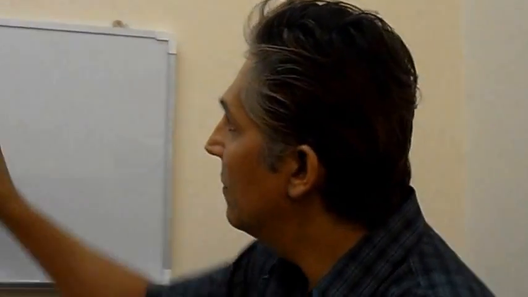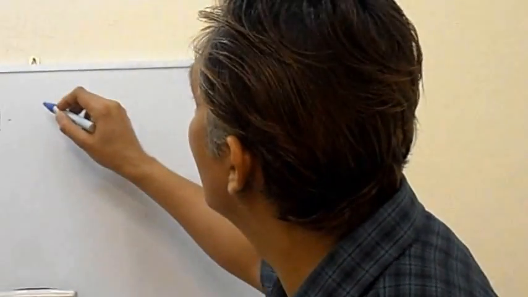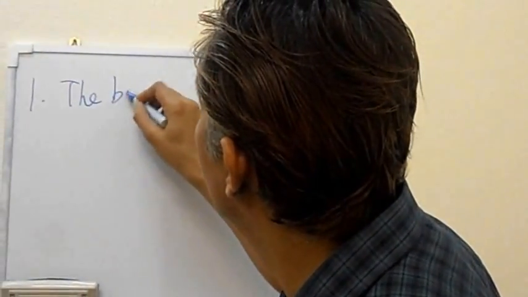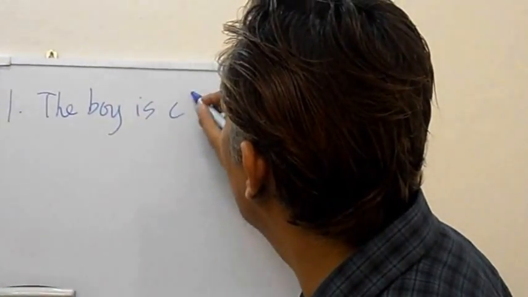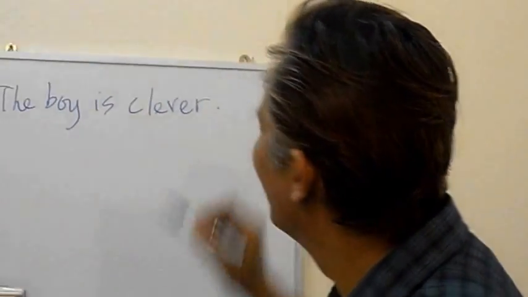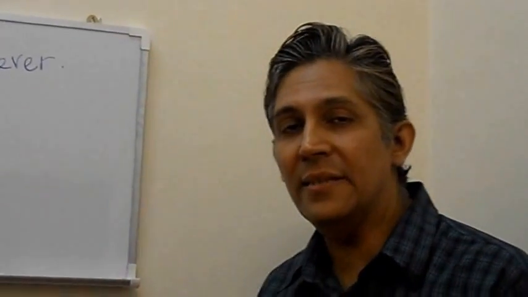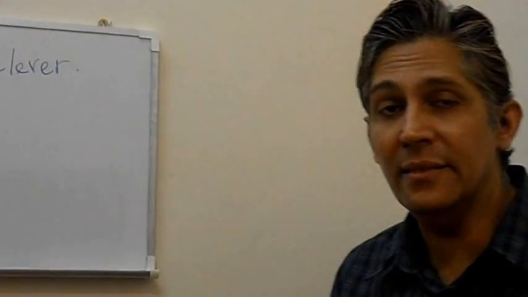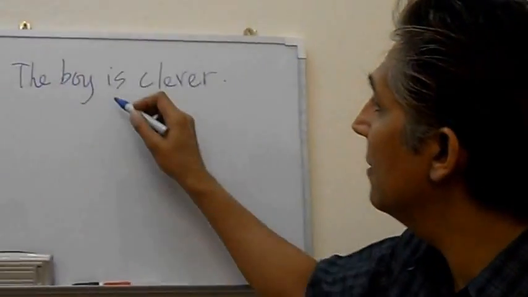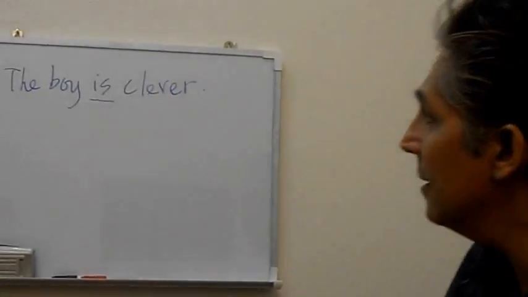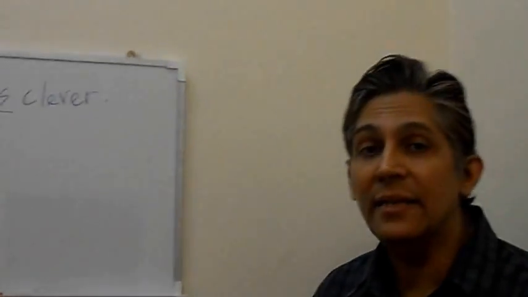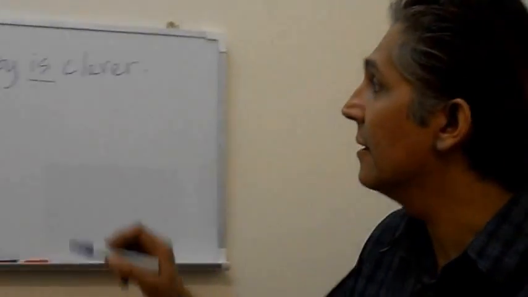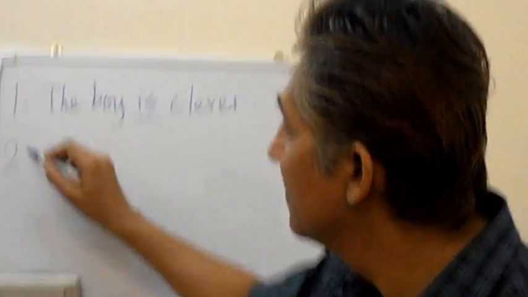Let's take an example of a sentence. The boy is clever. Now this sentence in the English language is called a simple sentence because it has only one verb and it makes the meaning very clear. The boy is clever. Now look at the second sentence.